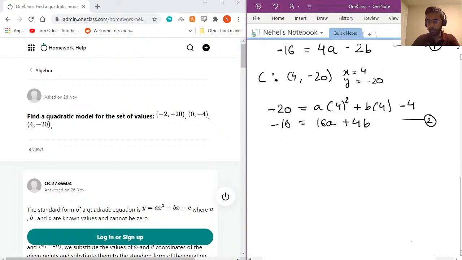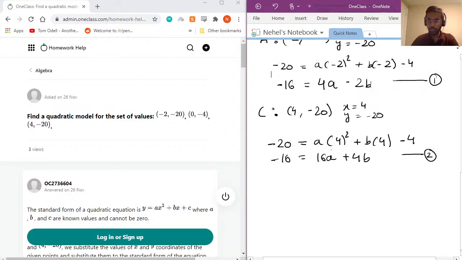And so now to be able to solve for a and b, we should recall that if we're given two equations which are in two terms, I need to eliminate one of the variables in order to be able to solve for the other variable.